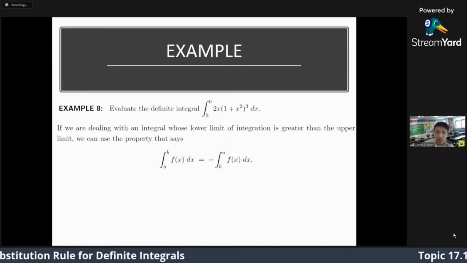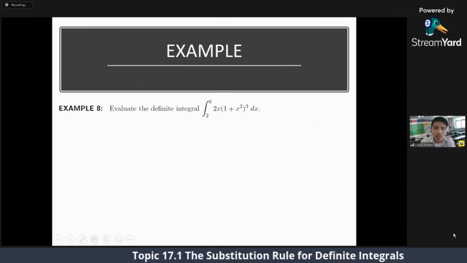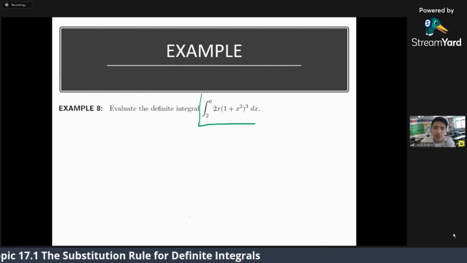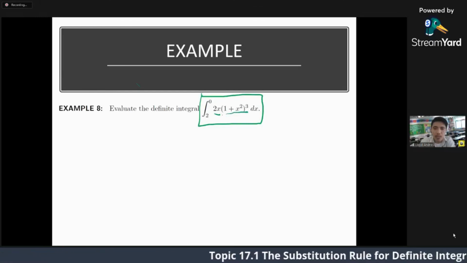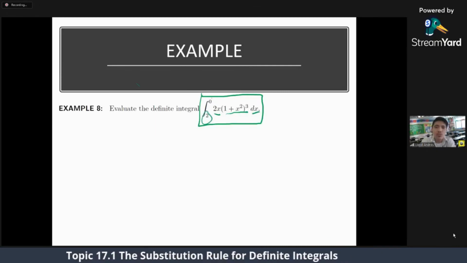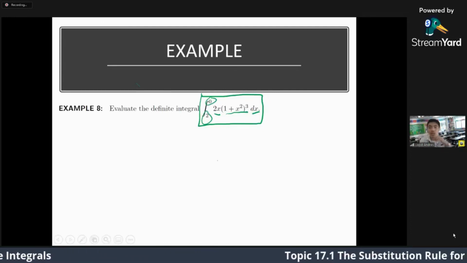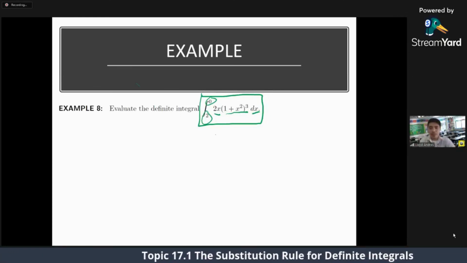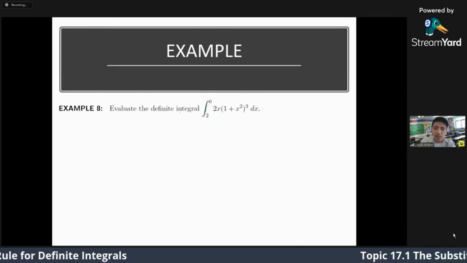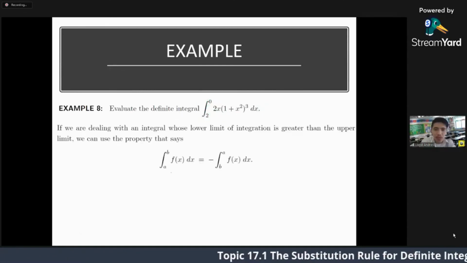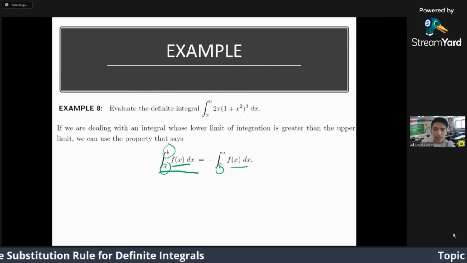So the last example is example 8. We are asked to evaluate the integral of 2x times the quantity (1 plus x squared) cubed dx from 2 to 0. If you look at it, it is reversed. As I said, it is not necessary that the upper limit be larger, but you can use the property that when the upper limit is larger, you just reverse it. If it is the same integrand, you can reverse the upper limit and lower limit and factor out a negative.